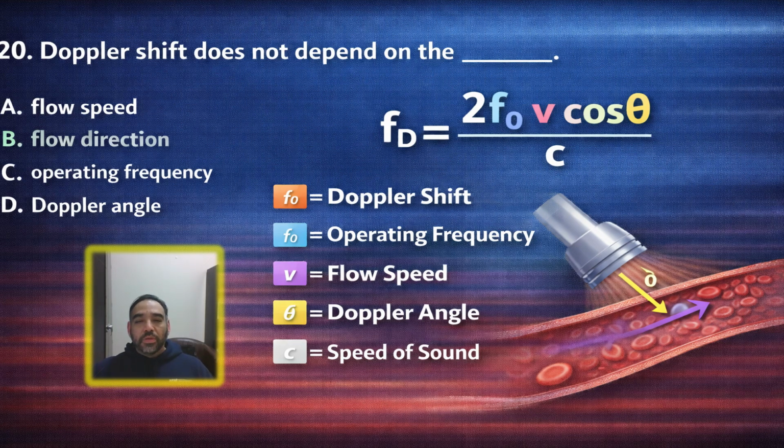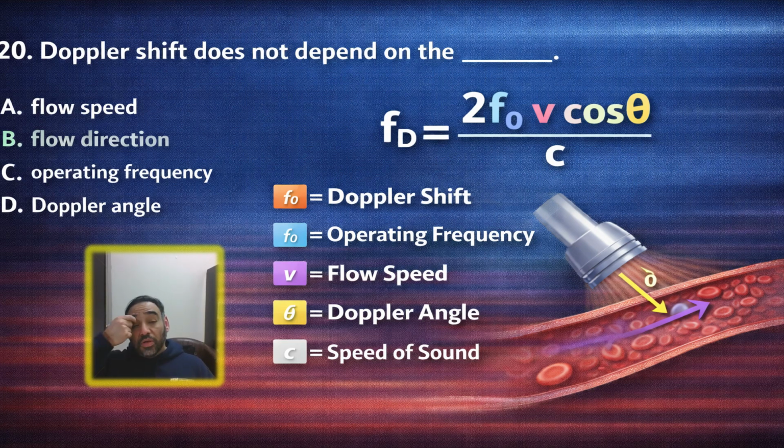Direction by itself. The equation uses cosine of the angle, not direction as a separate variable. So direction only changes the sign of the shift, either positive or negative, not the magnitude of the shift. And that's the key here. Now let's talk about why the other ones are wrong, if we want to break them down.